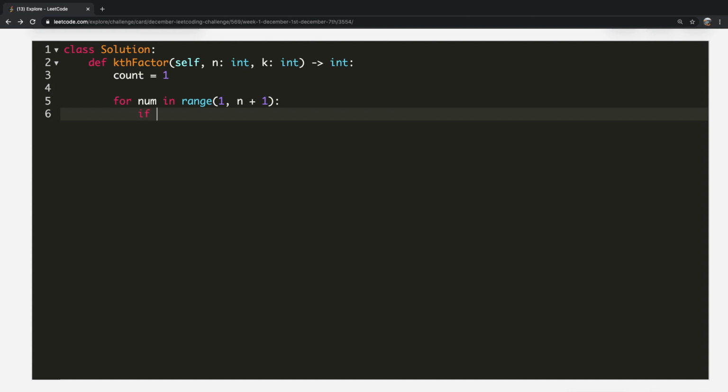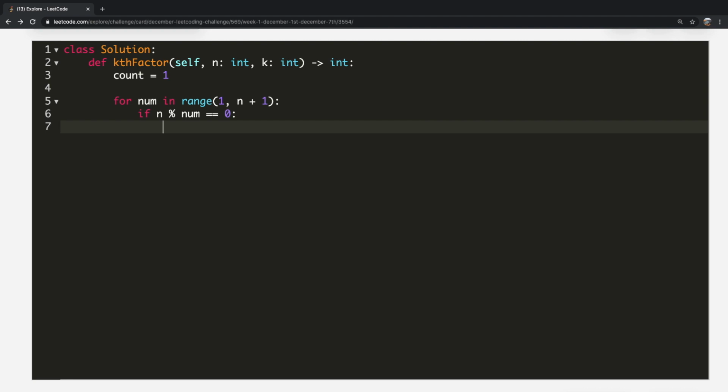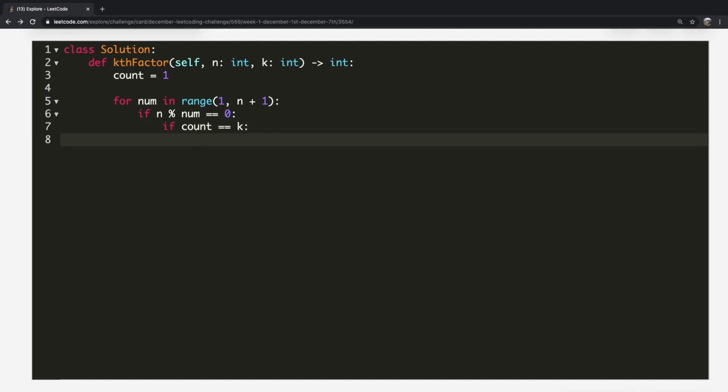And how do we do that? We're going to do if n, modded by num, the number we get here, is equal to 0. If it is equal to 0, that means it is a factor. So now we're going to check if we are at the kth factor. To do that, we do if count is equal to k. And if that is true, then we're directly just going to return the number that we're currently on.